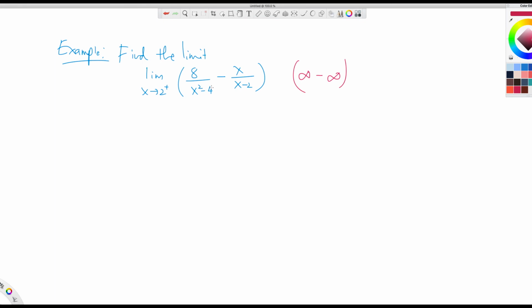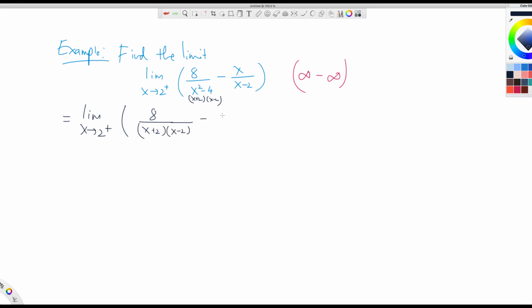Okay, so how do I do this problem? Basically we combine these two fractions, then simplify and then take the limit. If you get an indeterminate form again, you will get 0 over 0 or infinity over infinity, and we use L'Hopital's rule. Okay, let's do that. So it equals the limit as x tends to 2 plus. I want to combine those two fractions, because x squared minus 4 is basically x plus 2 times x minus 2. Let me write down 8 over x plus 2 times x minus 2.